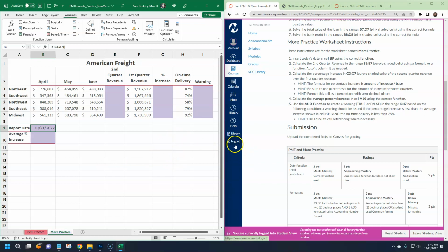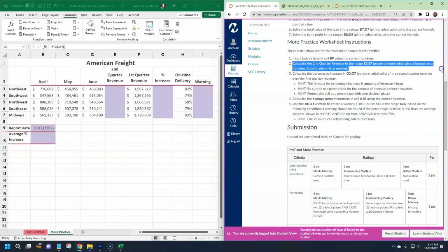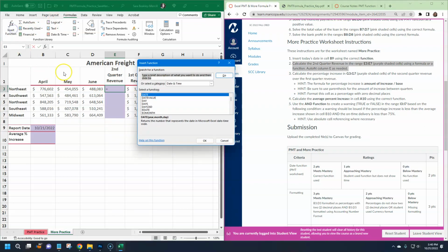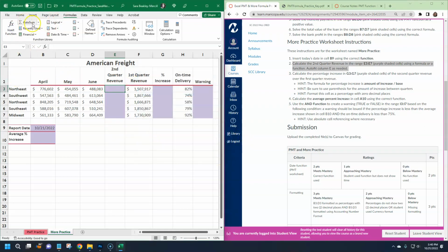All right, the next one says, calculate second quarter revenue in the range E3 to E7 using a formula or function. Autofit column E as needed. All right, so we want to know second quarter. This is the second quarter. It's just simple addition. You can just add these 3 cells. I prefer the sum function, so right here on the formula ribbon, insert function. Whoops. I could search for sum, but I didn't mean to do that. I'm sorry, I meant to go to auto sum, and I could just choose sum.